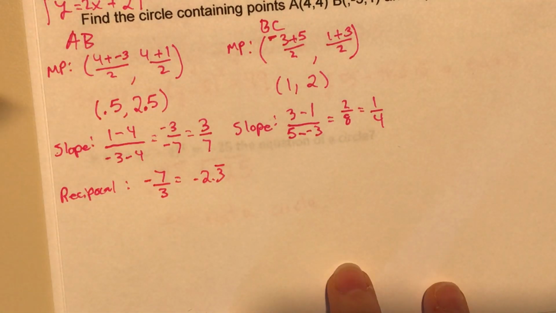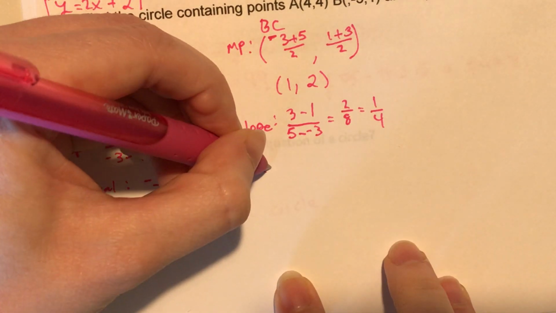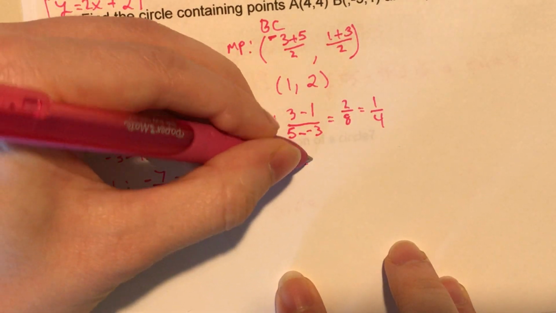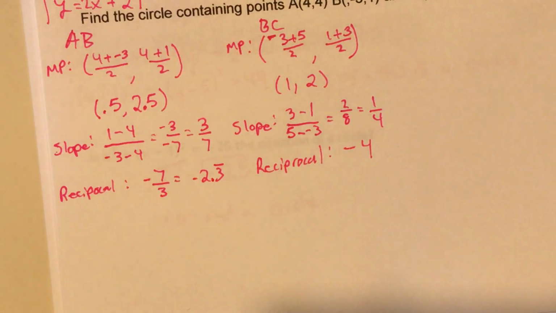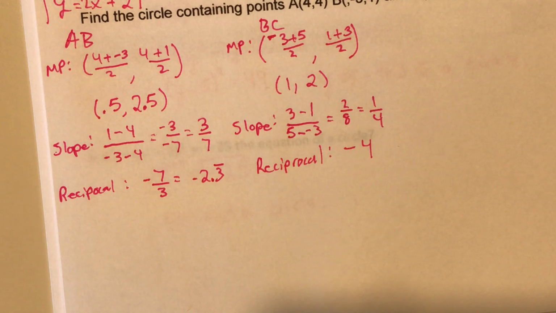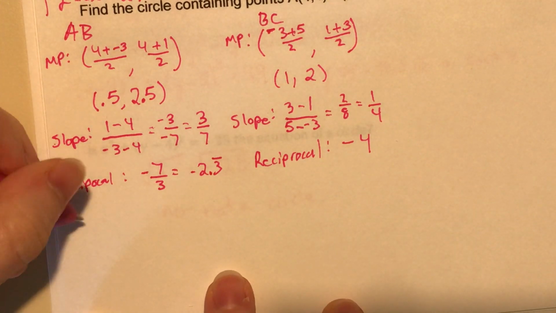I'm going to, again, go to decimals because I like them better. And then the reciprocal over here is flip the 1/4, we get -4. So those are my slopes of the perpendicular bisectors. We've got the slopes, we've got the points. Let's make the equations of the perpendicular bisectors.